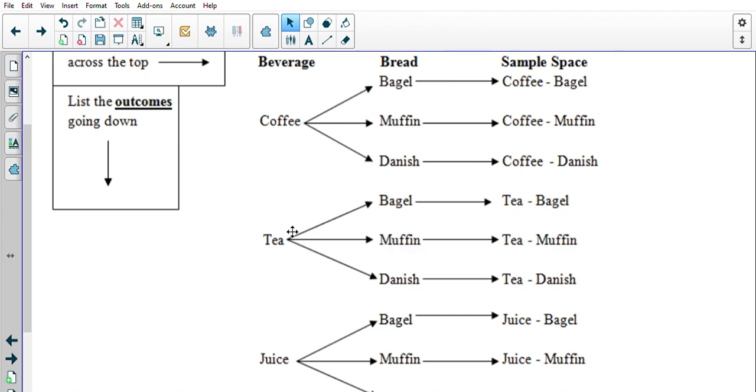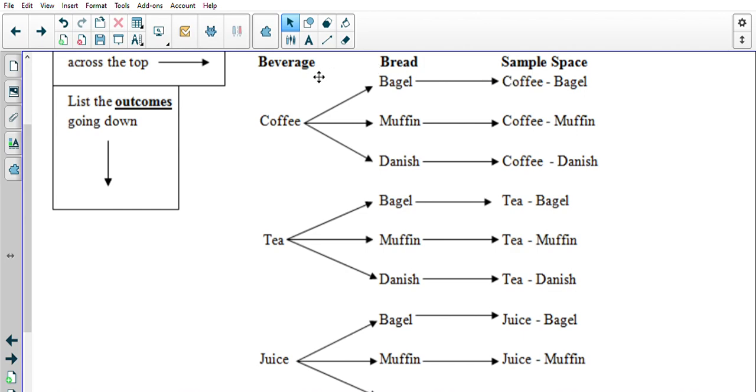I'm also going to have those same 3 branches coming off of tea and the same 3 branches coming off of juice, because if I choose any of these beverages, I can still choose any of these 3 possible bread options. Now, when we go to list the sample space, we're basically going to follow these arrows.